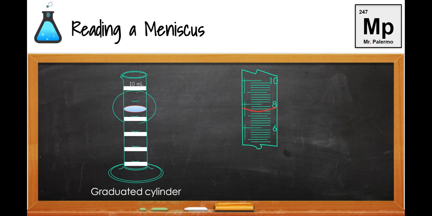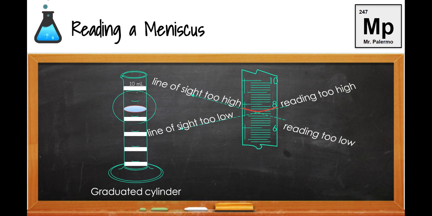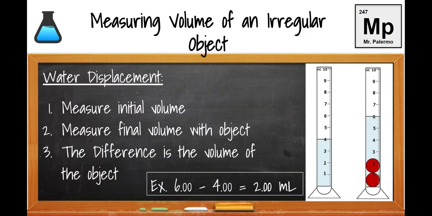If we're reading the bottom of that meniscus, we want to make sure that if we're reading it too low, our line of sight is too high. If we're reading it too high, our line of sight is too low. And so we want to read it correctly. We want to use that proper line of sight. We also don't want to pick the graduated cylinder up because we could tilt it. We want to keep it flat on a table.